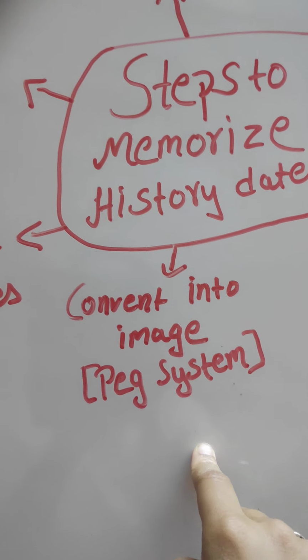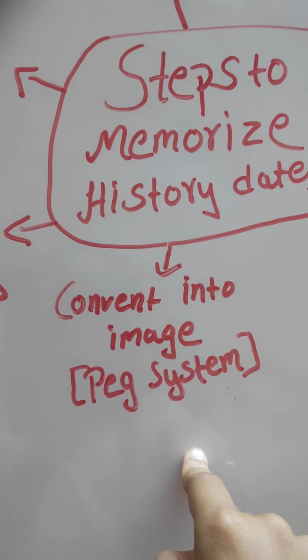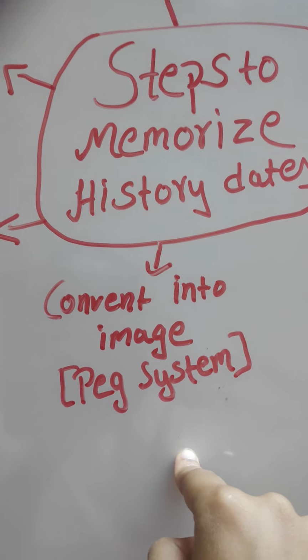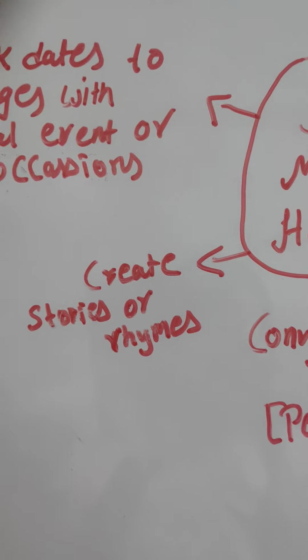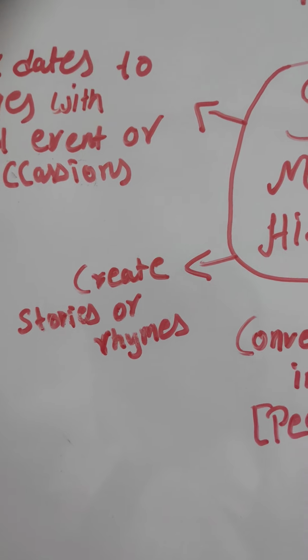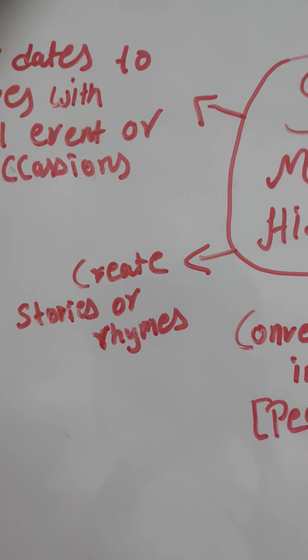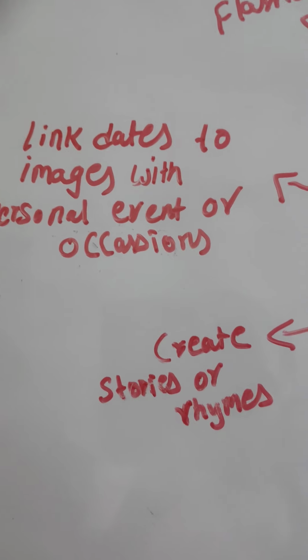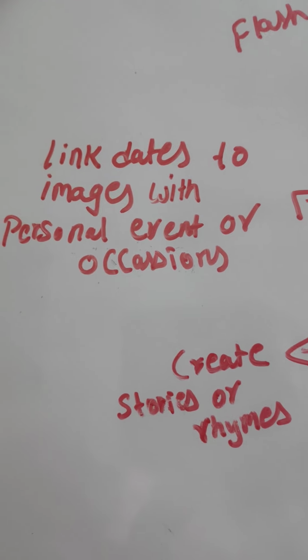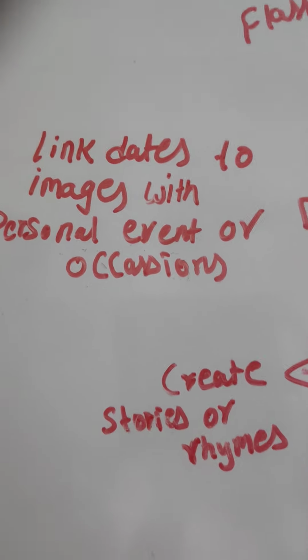Third, convert the date into an image by using some memory technique, for example the peg system. Then create a story or rhyme from the image that you have created for the date. Then link the date to an image, for example a personal event or occasion.